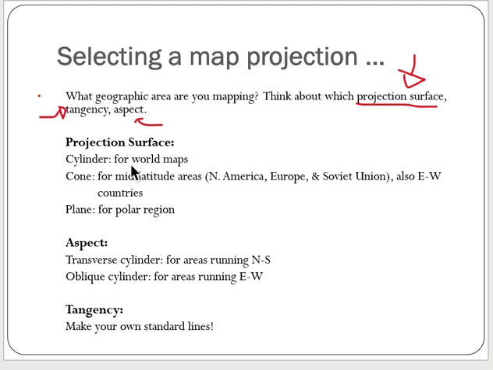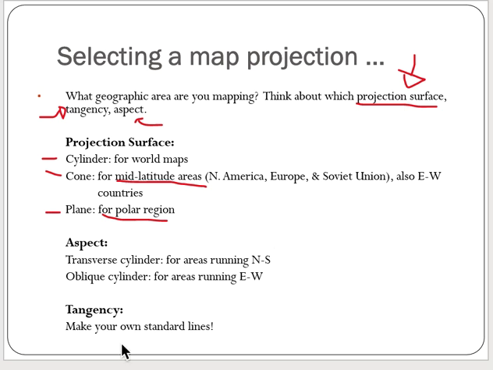So again, for world maps, you would want to use a cylindrical projection. For mid-latitude areas such as North America, Europe, and the Soviet Union, and also other east to west countries, you would want to use a conic projection. And then for polar regions, you would want to use a planar projection.